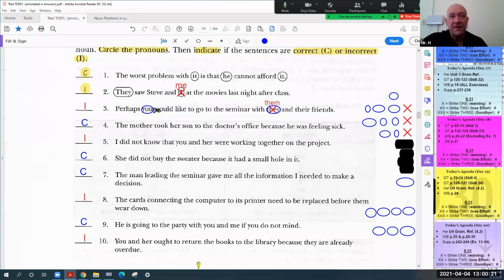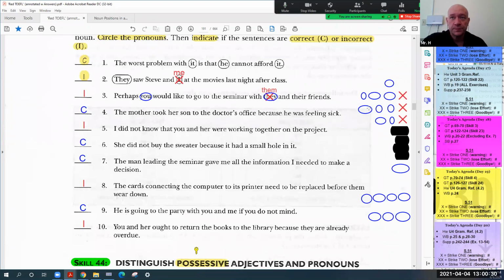Let's look down at number five. Let's skip four. We'll come back to number four, but let's look at number five right now. Sultan, where do I put the circles in number five? In number five, we put it in I. Okay. And then? You. Right. And here. Her. No, just that. There we go. So we just have three circles, right?